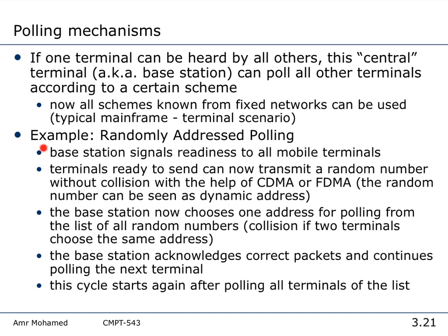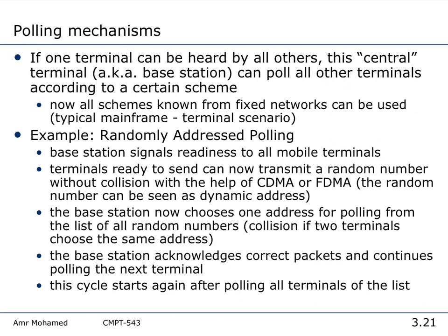Surprisingly, there is a category of polling mechanism which is called randomly addressed polling. And what that means is the sequence of polling is in a way controlled by the nodes. The sequence of polling is implicitly controlled by the nodes. How? Basically what happens is that each node will generate independently a random number.